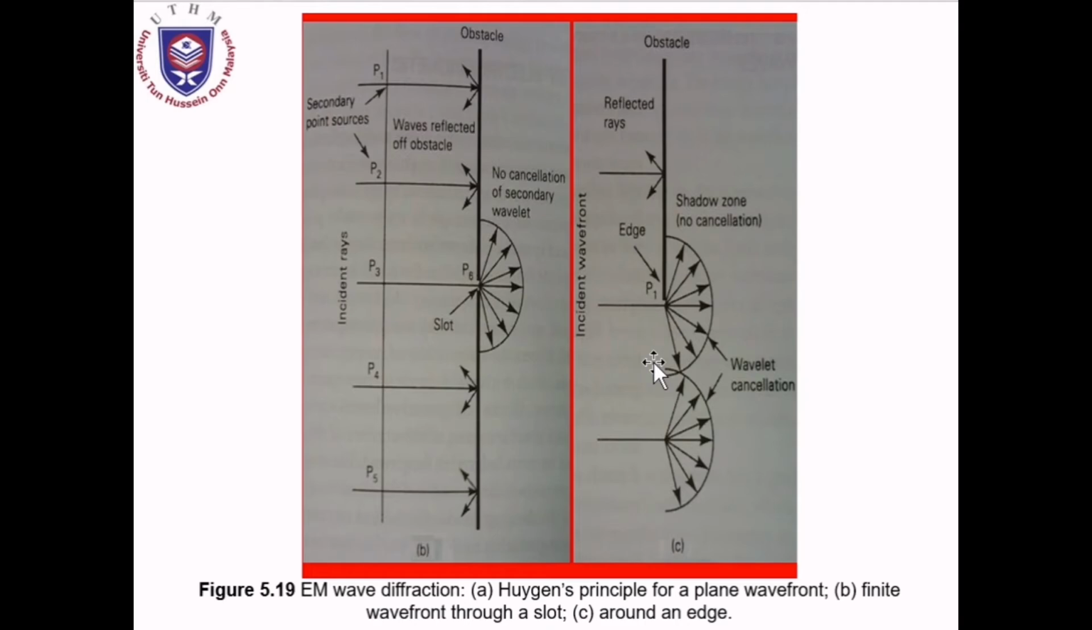Each secondary wave point radiates energy outward in all directions. The wavefront continues in its original direction rather than spreading out, because cancellation of the secondary waves occurs in all directions except straight forward. Thus, the wavefront remains plane. So if you look at this, they might cancel each other if there is another secondary source over here.